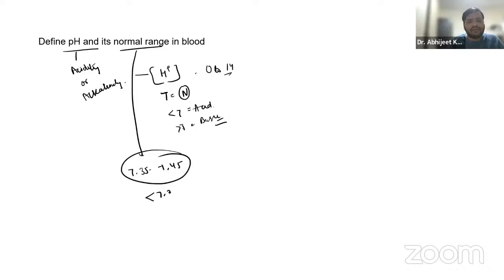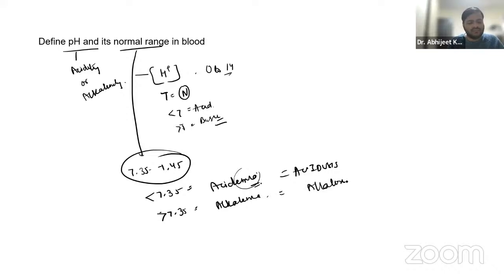If it is less than 7.35, remember it is acidemia. Blood pH is too low, indicating acidosis. Above 7.45, it is alkalemia. Blood pH is too high, indicating alkalosis. So that is what you have to remember. It's a very short answer type of 2 marks question, so you can just remember like this.